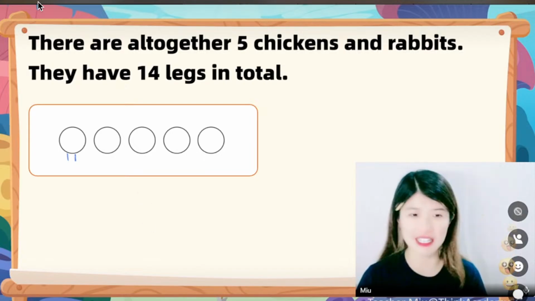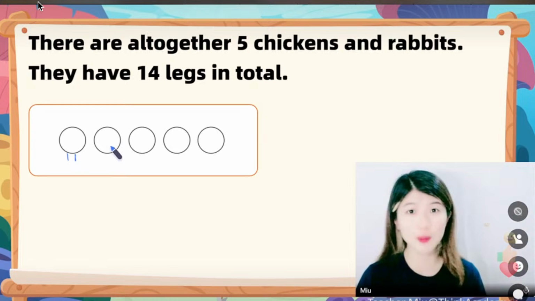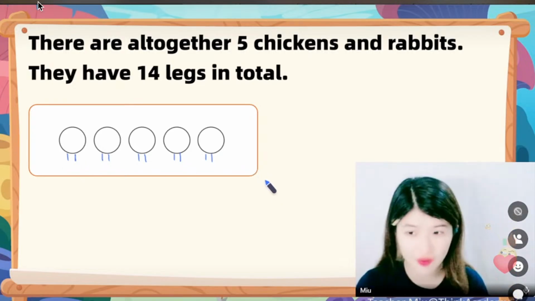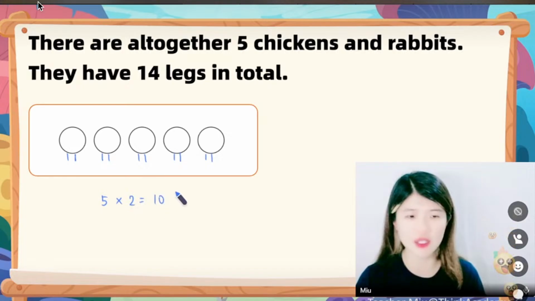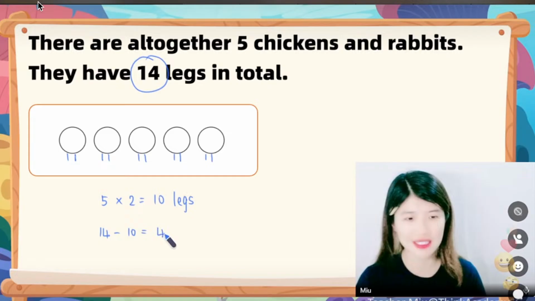So let's have a drawing method. The drawing method is very easy. I just think that everybody, at least, must have 2 legs. Either 2 or 4, so at least they have 2. Then if everybody got 2 legs, that means everybody is a chicken. So if everybody is a chicken, they're supposed to have 5 times 2, so now we got 10 legs, right? But the question told us altogether there are 14 legs, which means there would be 4 legs which I didn't draw.